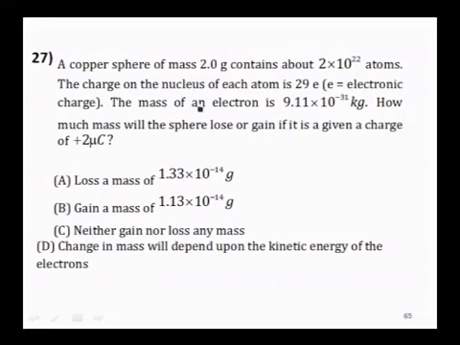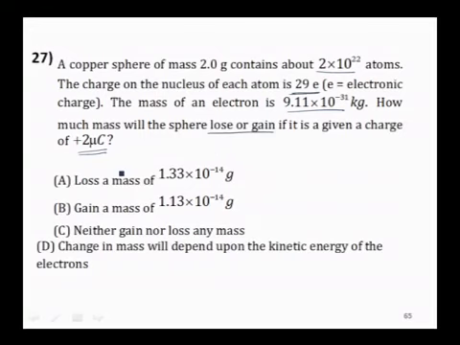Going further, a copper sphere of mass 2 gram contains about 2 into 10 power 22 atoms. Charge on the nucleus is 29 e for copper. Mass of electron is given. How much mass in this sphere, lose or gain, if it is given a charge of plus 2 microcoulomb? So, actually this is not a question on capacitors. It is on fields and charges.